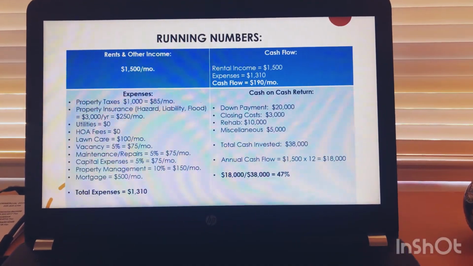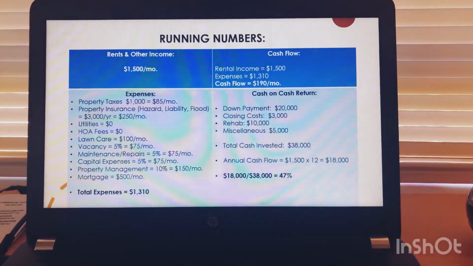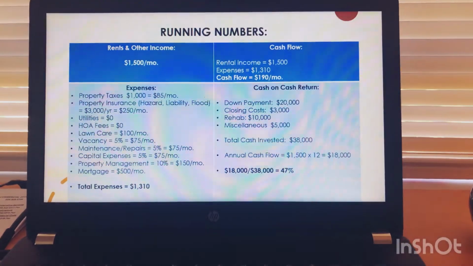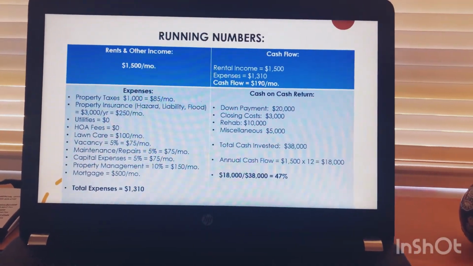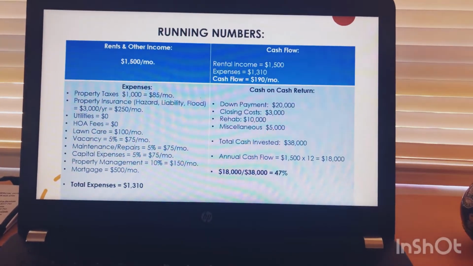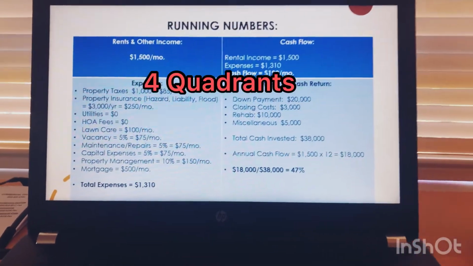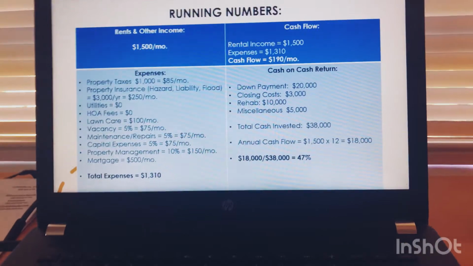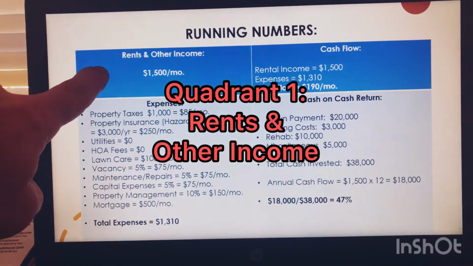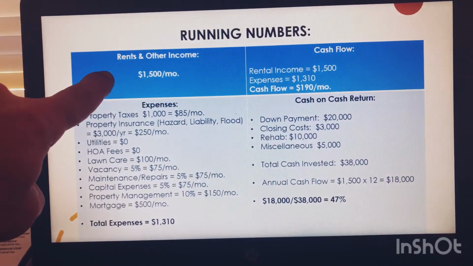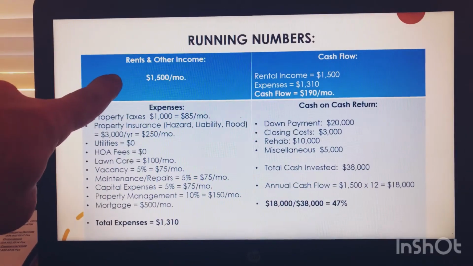Well, the way I learned to do it is you want to take a piece of paper or something like that and draw 4 squares on it, 4 quadrants, and you're going to break everything down into 4 quadrants. And so what do I mean by that? Well, quadrant 1 right here is rents and other income. That's going to be all the rent, and any other income that the property could take in.